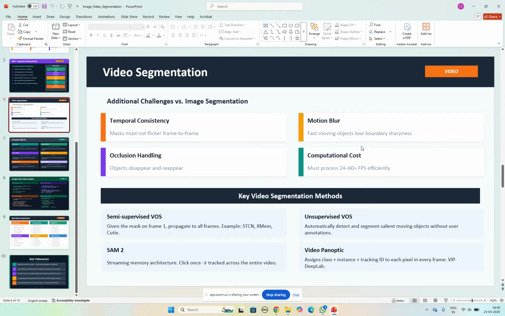Then video panoptic is there. This would assign the classes. It would give you the instance, like what the object is about, and it will keep on tracking that object's ID. For example, there are 50 cars moving in a video. It will keep track of all the 50 cars moving. So it's like a panoptic method, a combination of all the things.